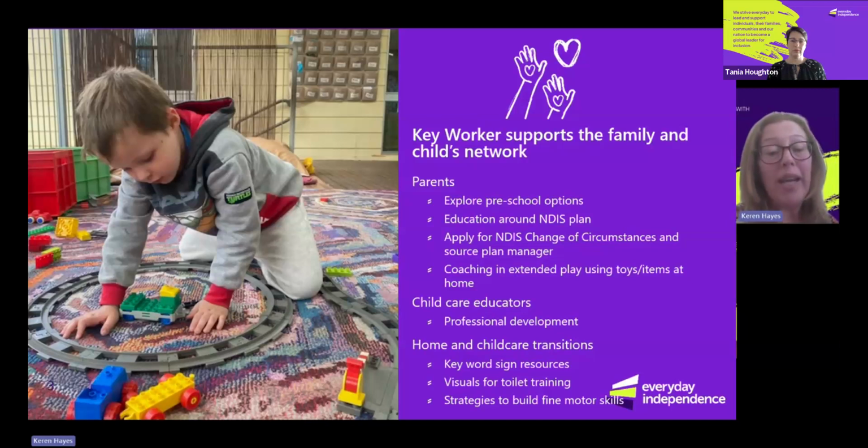In terms of communication, we've introduced visuals both in the home and childcare environments to support him with the transitions that he was struggling with. And we're also introducing lots of keyword sign, which he's responding to really well.